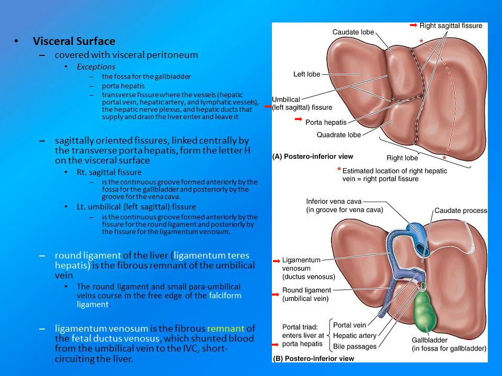The round ligament of the liver, or ligamentum teres hepatis, is the fibrous remnant of the umbilical vein and is along the free edge of the falciform ligament. Ligamentum venosum is the fibrous remnant of the fetal ductus venosus, which shunted the blood from the umbilical vein to the inferior vena cava, short-circuiting the liver. Here's ligamentum venosum, a remnant of the ductus venosus.